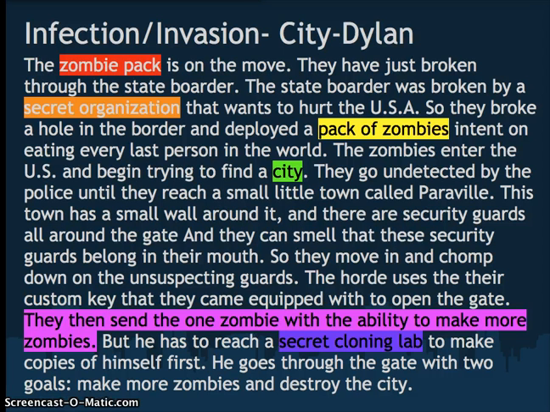So the zombie pack goes to a city called Periville. And what they do is, they have guns, and they use their guns to shoot the security guards and open the gate. The mRNA in this story, which would be one zombie who has the ability to copy itself, goes in to Periville, and it has two missions. It is intent on making copies of itself and destroying the city.